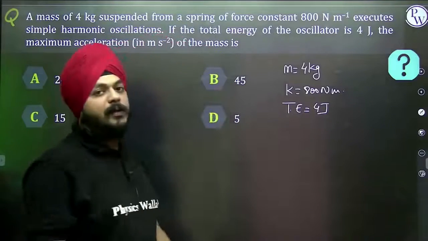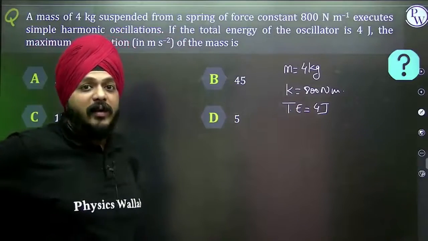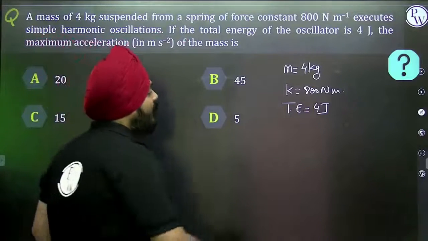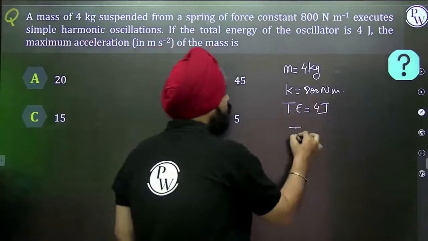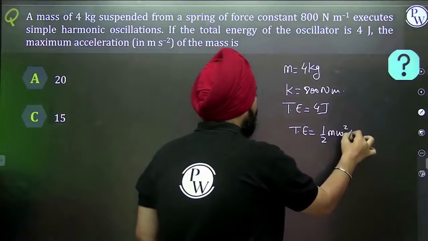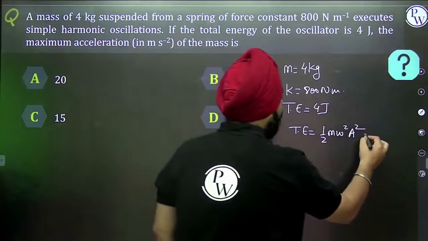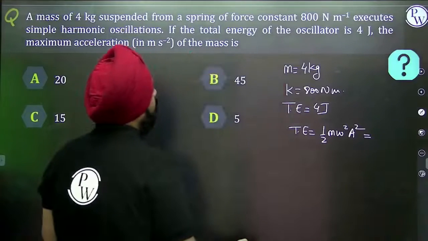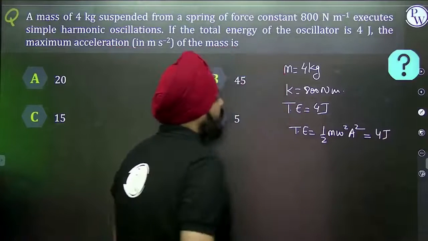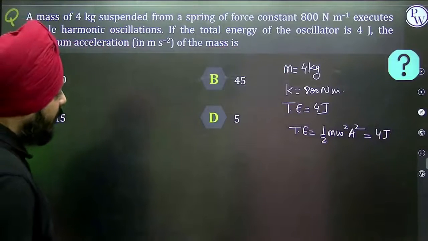Now here come the fundamentals of SHM, but still the energy is involved. Now see, total energy is 4 joules. So what is the equation of total energy? That is half m ω² A², and that will be equivalent to 4 joules.